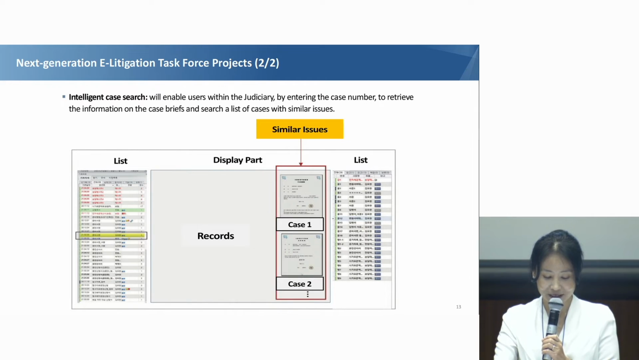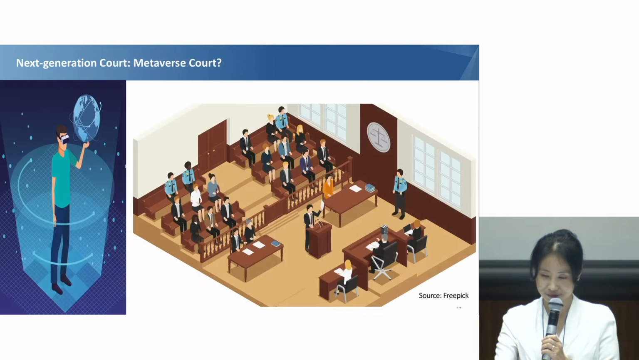Second, the system will feature intelligent case search. When judges or law clerks input case numbers, the system will use big data and AI to search for cases with the most similar issues. I believe it is possible to introduce a metaverse code in the future.